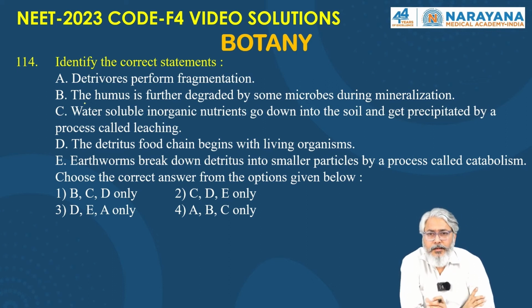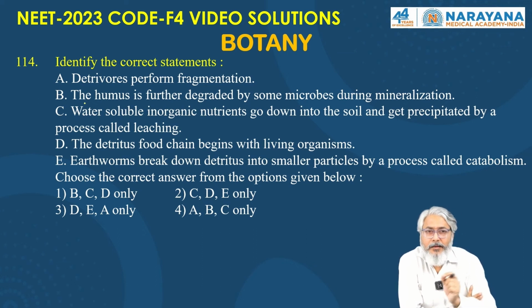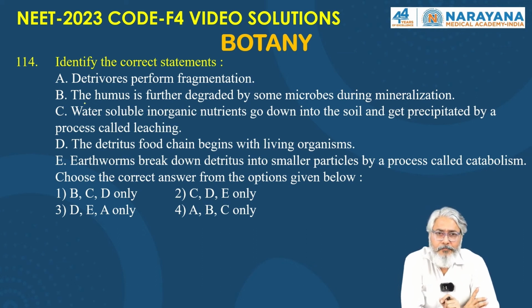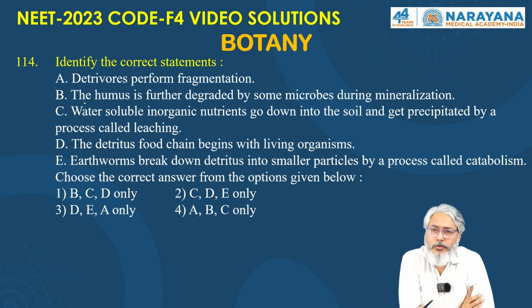Actually, humus is almost decomposed organic matter, but still minerals like iron are released by some additional microbial activity. That is also correct. A is correct, B is correct. C. Water soluble inorganic nutrients go down in the soil and get precipitated by a process called leaching. Yes, it is leaching, and the second name is percolation. Clear? This is also correct.